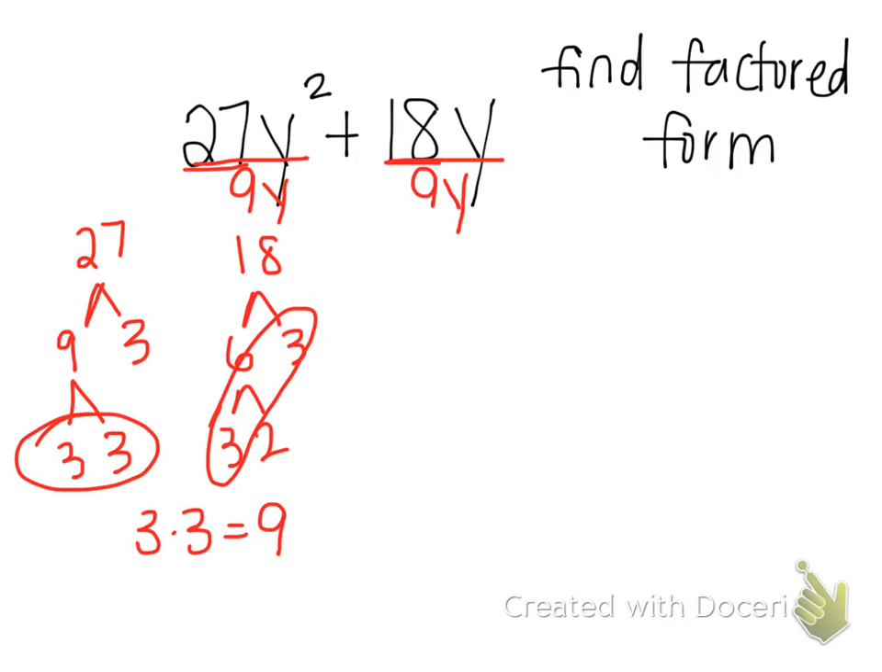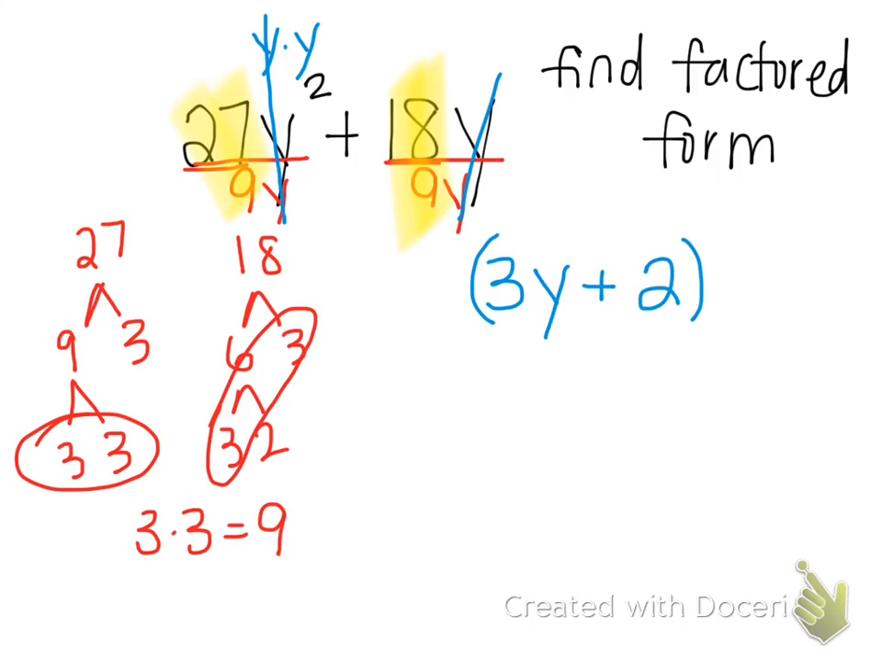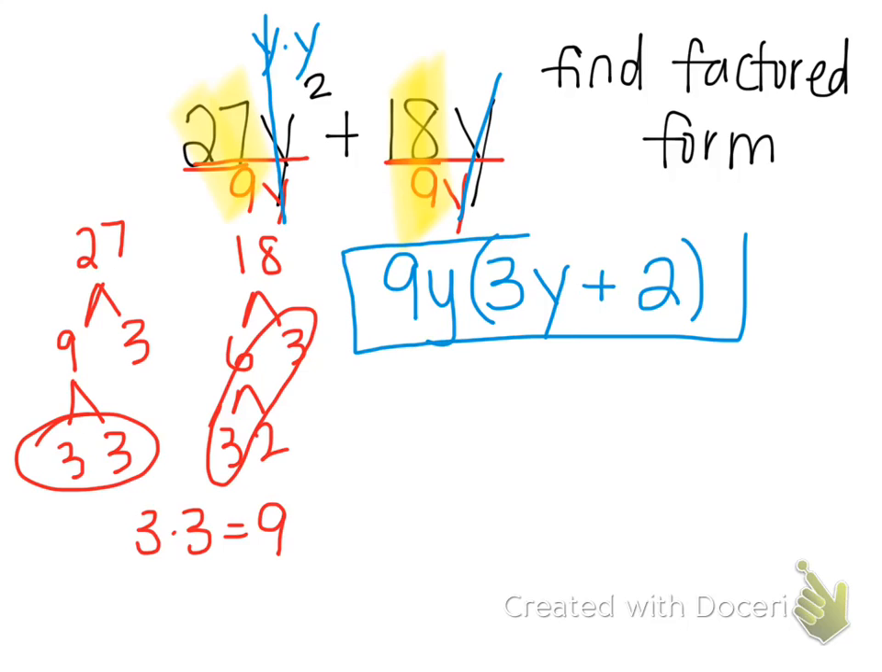So 27 divided by 9 right here is going to turn into 3. And then you have y times y. One of the y's cancels out, so you have 3y. Then 18 divided by 9 is 2, and your y's cancel out. So whatever you divided out has to go in front, because you can't just kick it to the curb. You always have to keep that 9y or whatever you divided out. This is your factored form. And if you notice, this is your GCF.